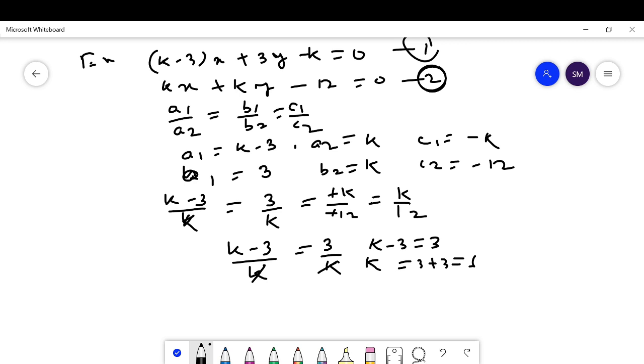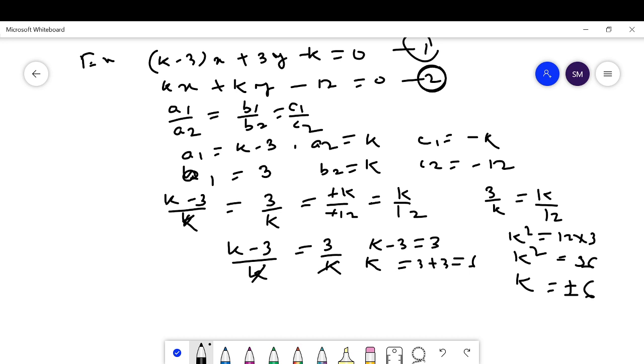Now solve this also: 3 by K is equal to K by 12. This gives K square is 12 into 3, which is equal to 36. K square is equal to 36, which means K is equal to plus or minus 6. We get the value 6 here and plus or minus 6 here. So only when K is equal to 6 can we get infinite number of solutions. If K is minus 6, A1 upon A2 is not equal to B1 upon B2.